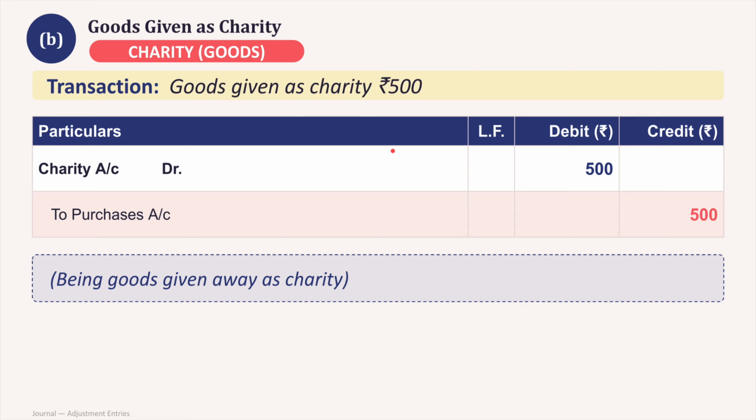So charity account debtor, in the debit column you will write 500, to purchase account you will credit it with 500. Why? Because goods is a current asset. Any decrease in current asset we have to credit, or you can say credit what goes out. You can write the narration.